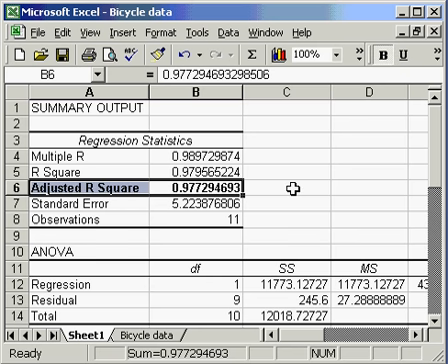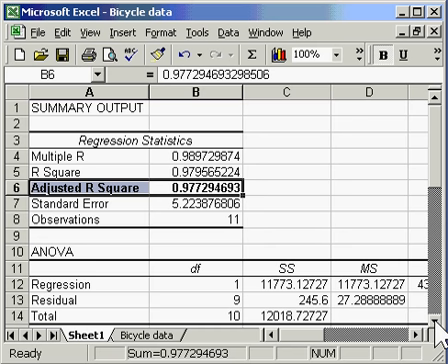What this tells us is that almost 98% of the variation in the Y value, that is in heart rate, was down to the increases in the work rate. So R squared is the proportion of the total variability that can be accounted for due to your X variable changing. You'll also see that we have an analysis of variance table.